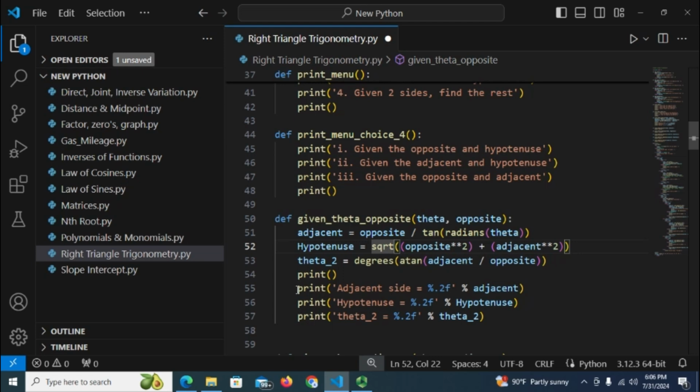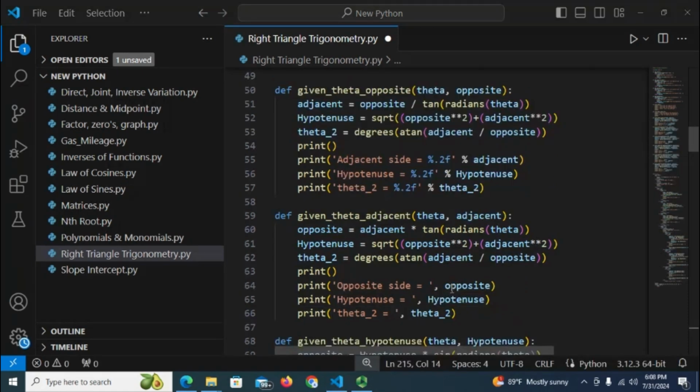So when the user inputs, say, this function here, they want to solve the whole triangle based on theta and opposite. They want to input that. We will do the computations, and we will print here the results that we computed, those three things, to the user. So now I'm going to make the rest of my functions, and we will come back.